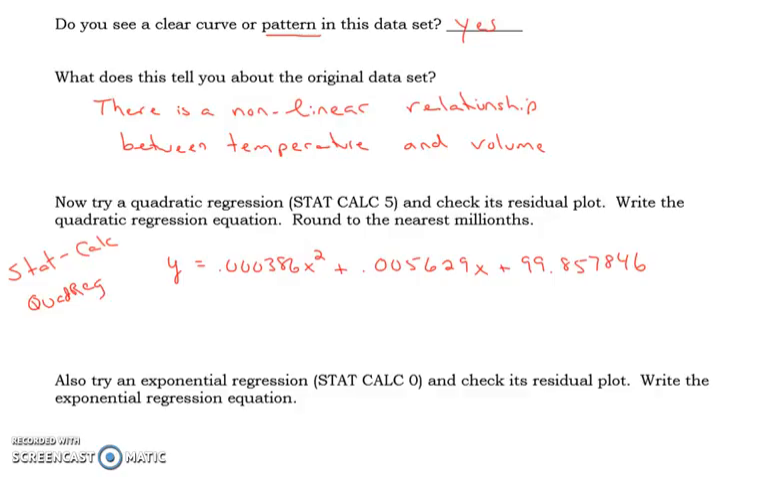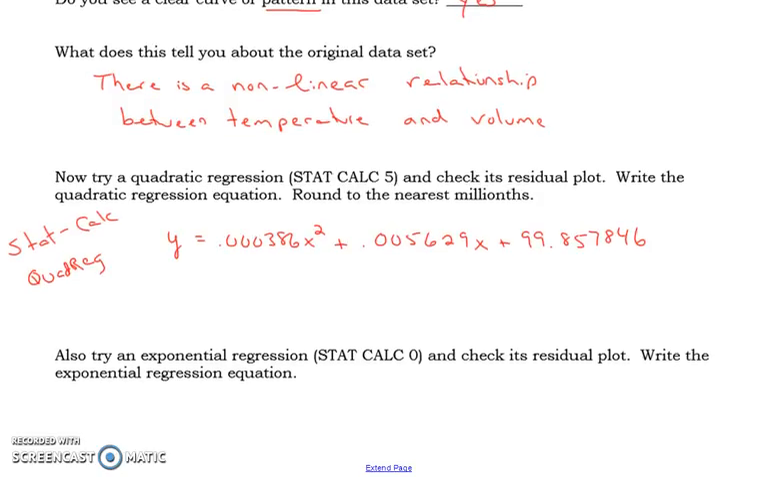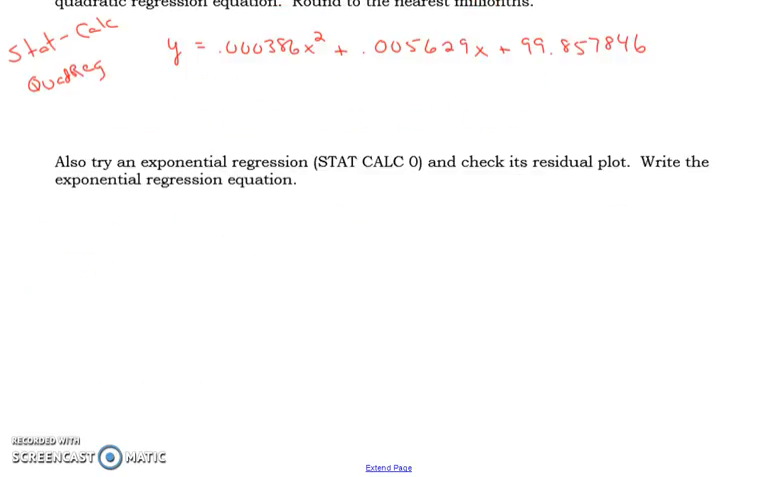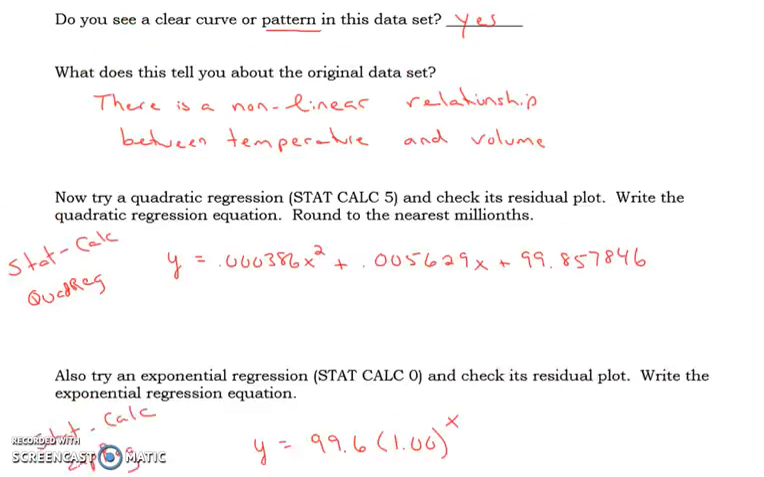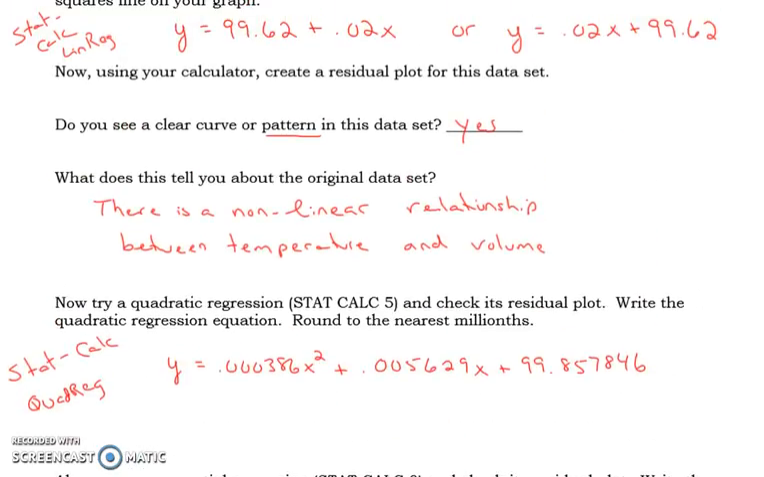Okay, and then finally, it asks us to do an exponential regression. So STAT CALC ExpReg. And when I run my exponential regression, I'll get y equals 99.6 times 1.00 raised to the x. Now, in order to determine the best fit, I know that when I did my residuals for my linear regression, the residuals were in a pattern, so I don't want to use a linear regression.